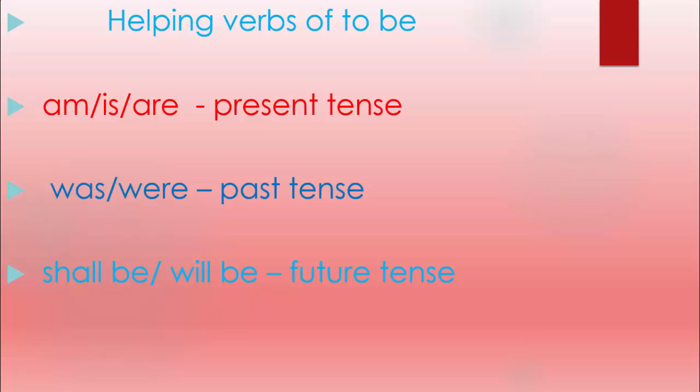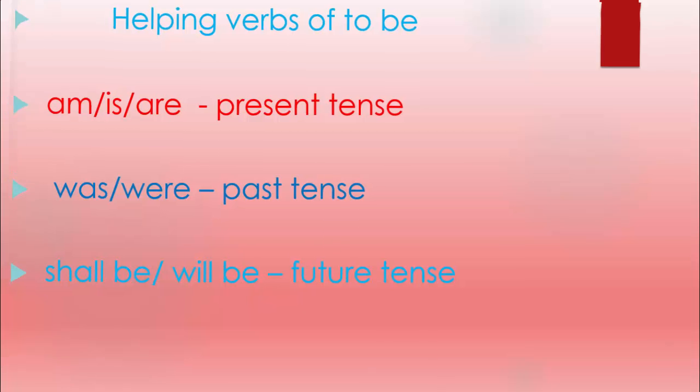So, if there is simple present tense, the formula is am, is, are plus past participle of the verb. If there is simple past tense, the formula is was, were plus past participle of the verb. If there is simple future tense, the formula is shall be or will be plus past participle of the verb. I explain in detail.